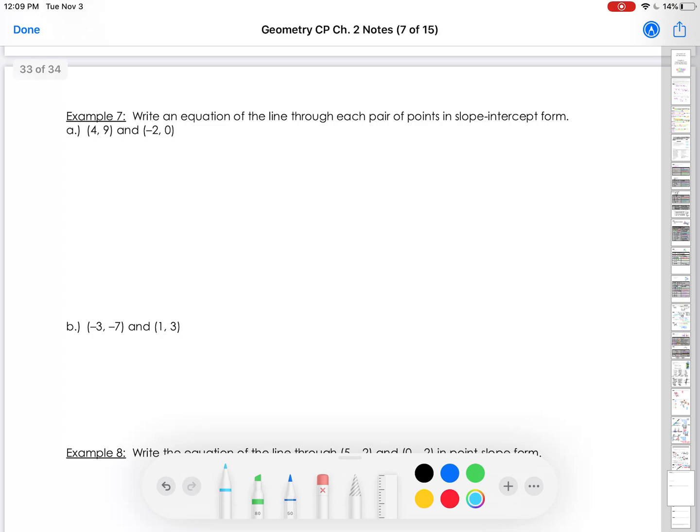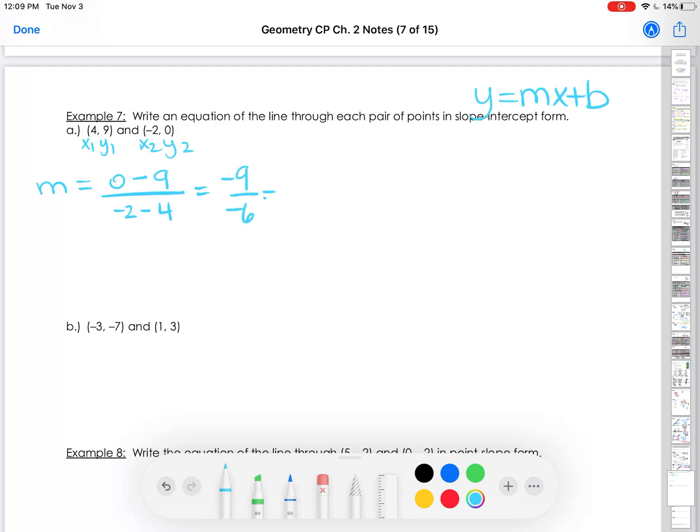Next, we want to write an equation of the line through each pair of points in slope-intercept form. That's y equals mx plus b. So we need to first find our m. So we have x1, y1, x2, y2. Let's find our m. So m is equal to y2 minus y1 over x2 minus x1. So I'm just filling in what they're equal to. That's -9 over -6, and that's going to simplify to 3/2. Okay, so we have our m.